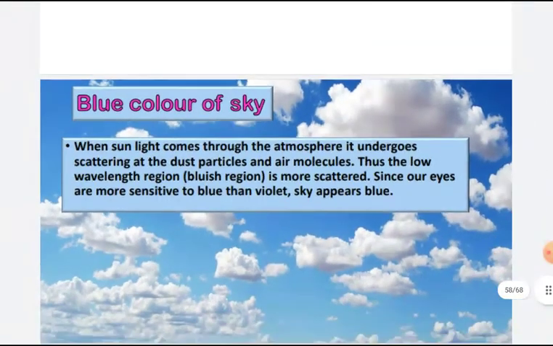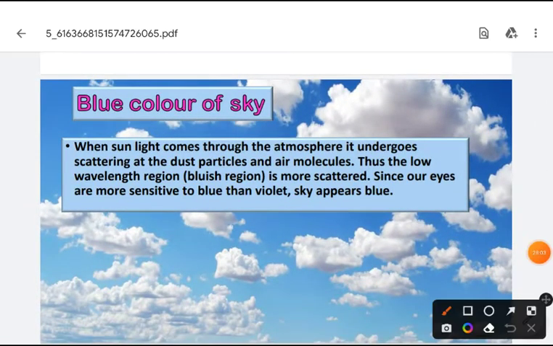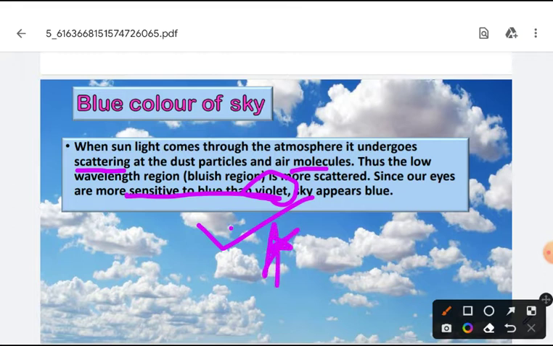Then the blue color of the sky. When sunlight comes through the atmosphere, it undergoes scattering by dust particles and air molecules. Thus, the low wavelength region is more scattered. Since our eyes are more sensitive to blue than violet, the sky appears blue. Read that once more.